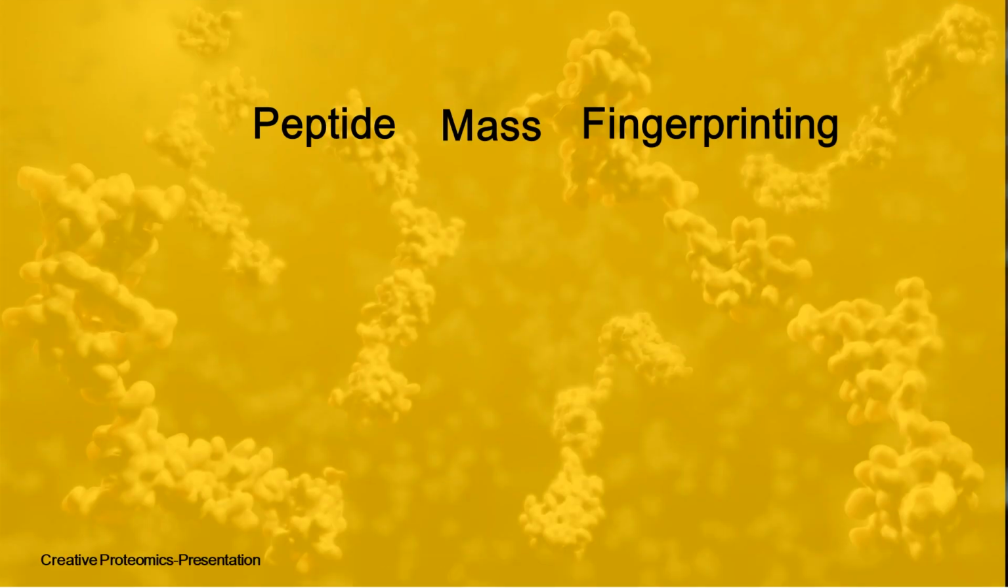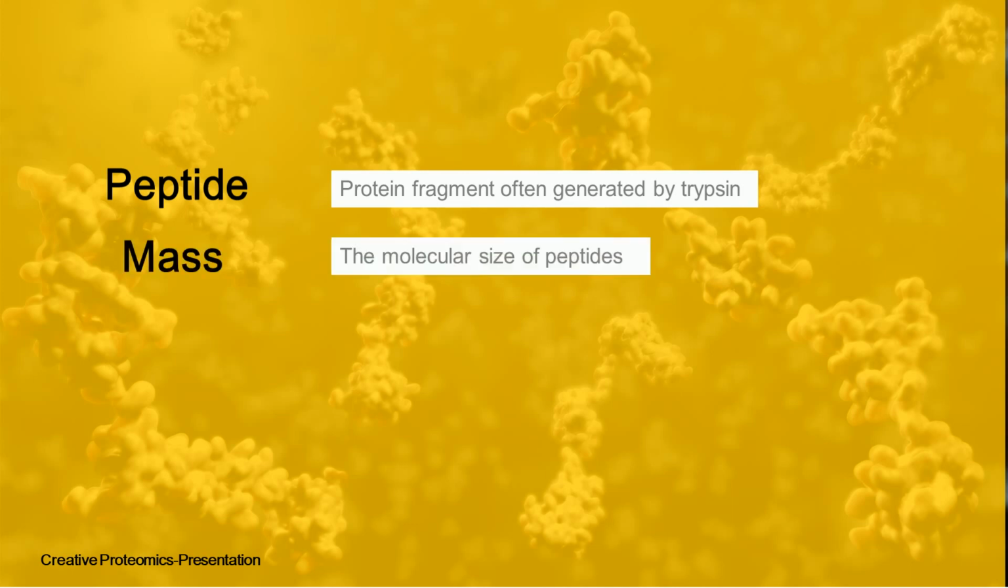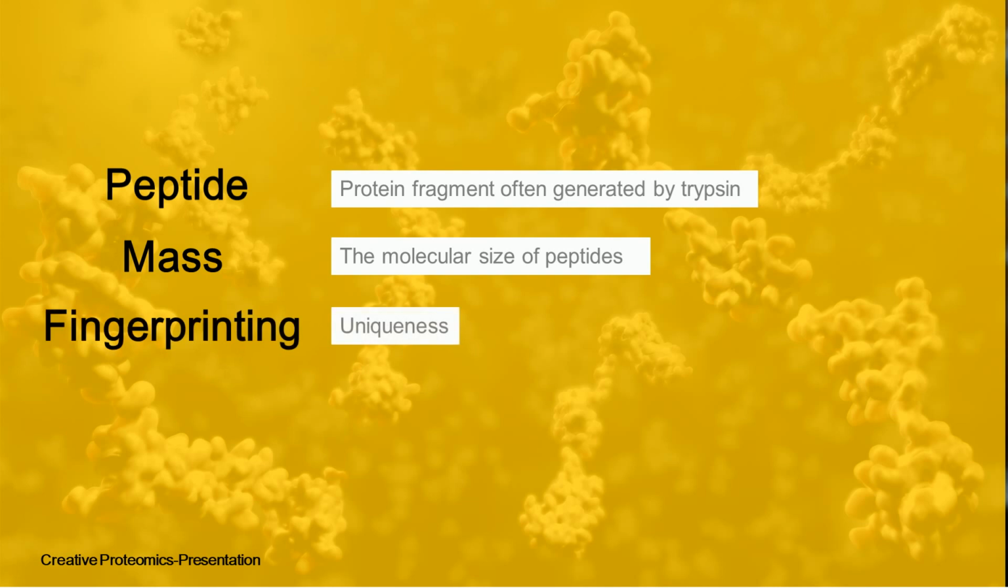In this phrase, peptide mass fingerprinting. Peptide means protein fragment, which is often generated by trypsin. Mass means the molecular size of peptides. And the fingerprinting presents the uniqueness of the masses of peptides. It means that the digestion of a protein by an enzyme can provide a specific fingerprint of great specificity, that it is often possible to identify the protein from this information alone.